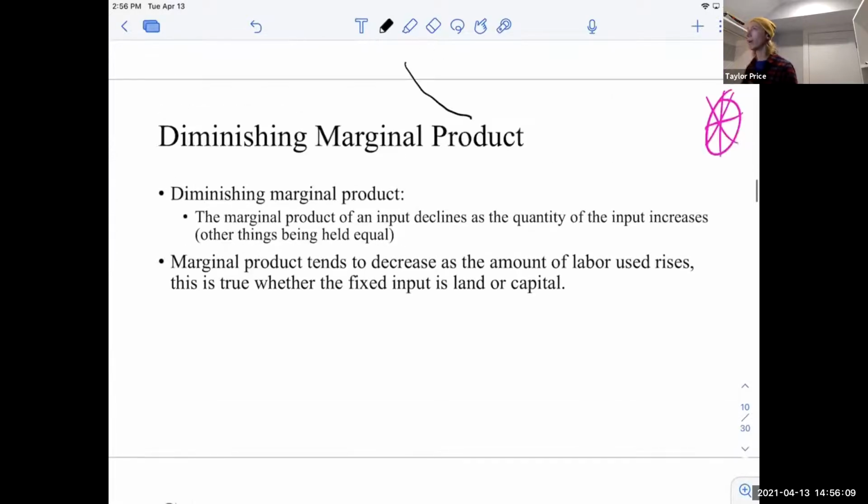Okay, and before I move on, are there any questions on marginal product of labor?